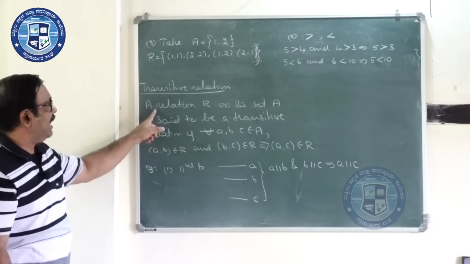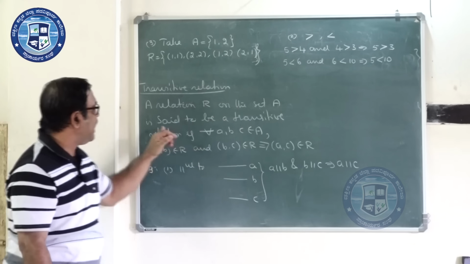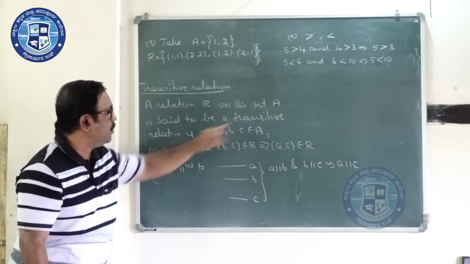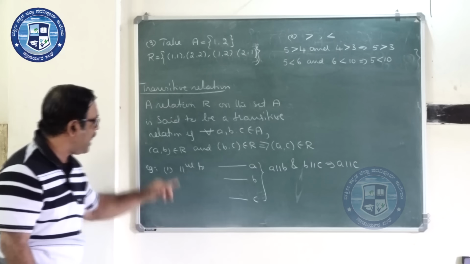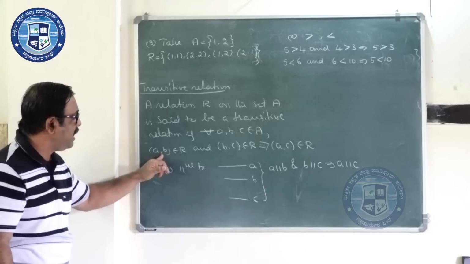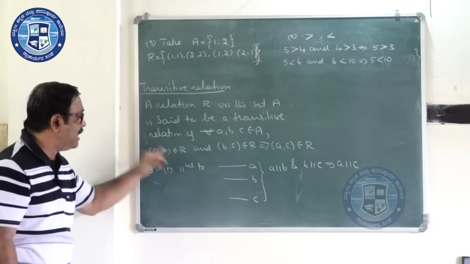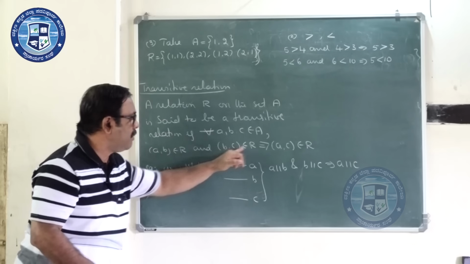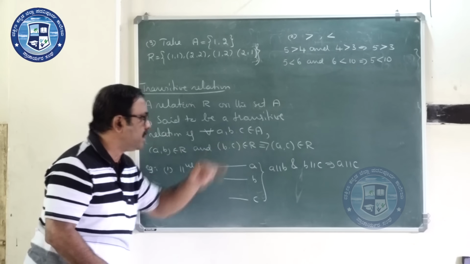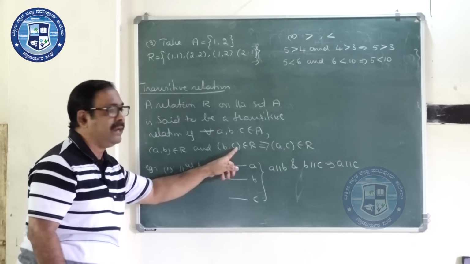See here, a relation R on the set A is said to be transitive. What is the condition? For all a, b, c belonging to A, (a, b) belongs to R, meaning a is related to b, and this is important, and (b, c) belongs to R, b related to c, then only a is related to c.